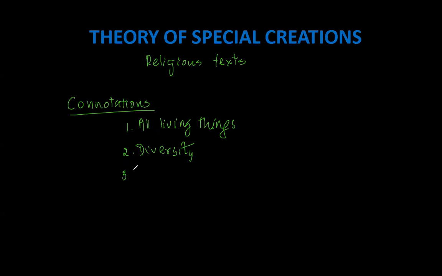That means it is God who created all different living things, and the diversity was existing from the very beginning. The third one, it says that according to this theory, the earth is only 4,000 years old. So these are three underlying meanings of the theory of special creation. But it was challenged in the 19th century. Okay.